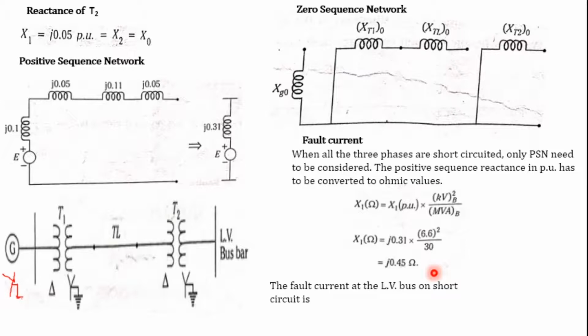the reactance. Coming to the fault current at the LV bus bar, the voltage is 6.6 kV. LV side means at this point the voltage is 6.6 kV. The root 3 is for the three-phase system, so with 0.45, this value of X1, we get 8467.8 at an angle of minus 90 degrees amperes, the current which is flowing on the LV bus bar side.